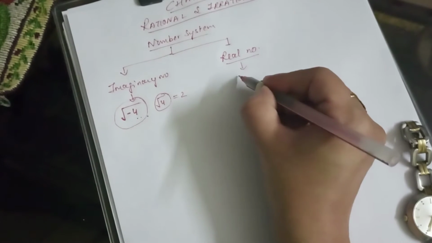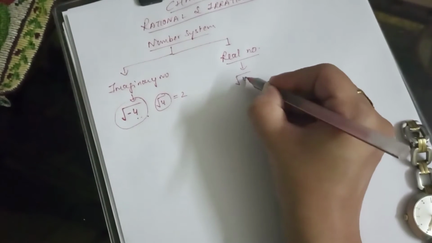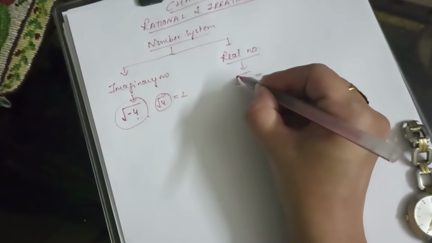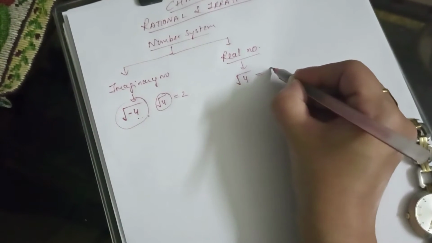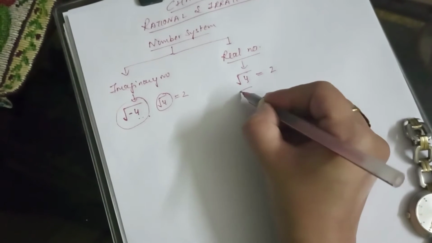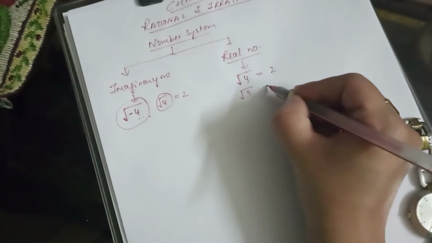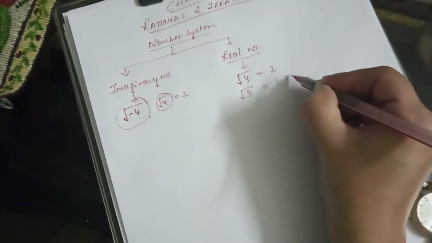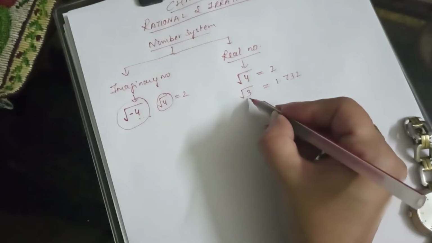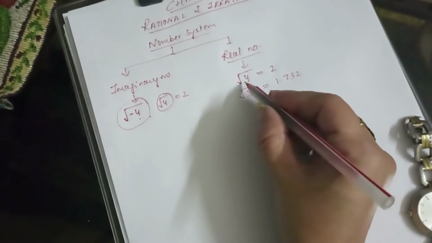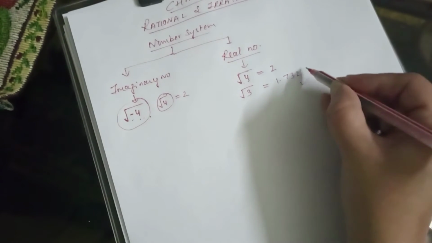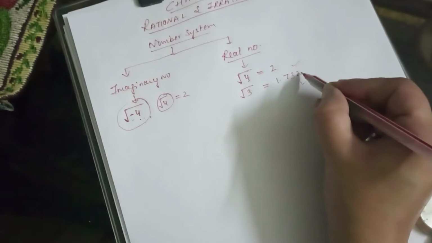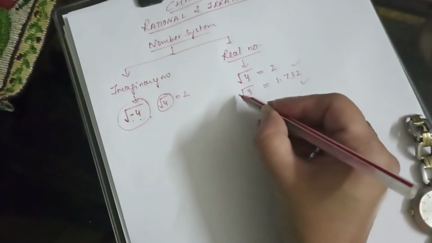But real numbers are those which you can represent like this, and if there is a root of 4 and it's possible to calculate it out, that is 2. Even if you write root 3, then you can write it like this. तो आप इसका भी रूट ले पा रहे हो, इसका भी रूट ले पा रहे हो, but not of a negative number. So these are real numbers because you can easily take out the root without any negative sign.